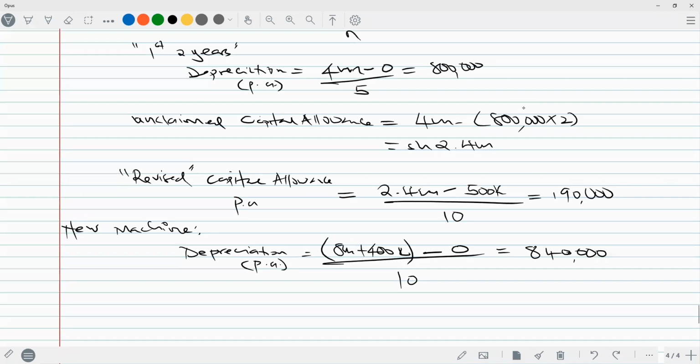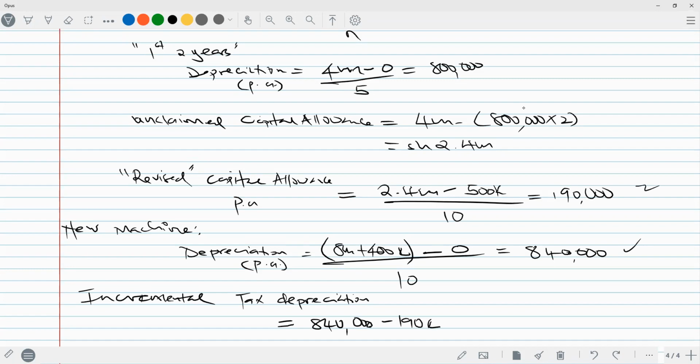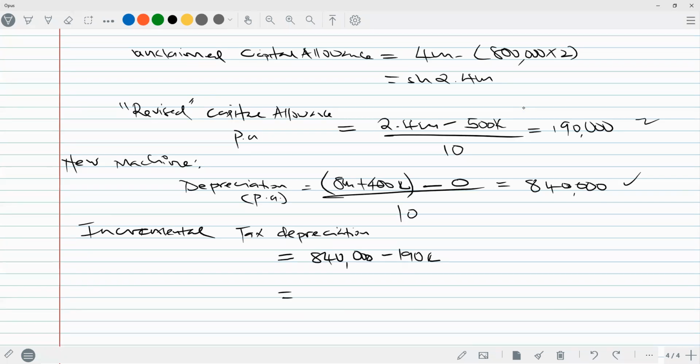Look at the company: it will be claiming 840,000, but they lost 190,000. Therefore, the incremental tax depreciation will be equal to 840,000, what they shall be receiving, minus what they lost, which is 190,000. Therefore, the incremental tax depreciation is 650,000.